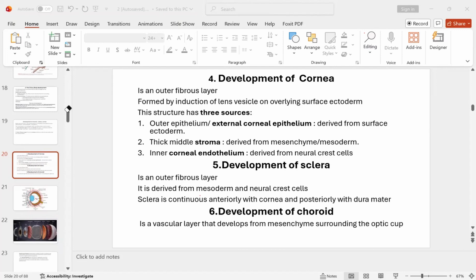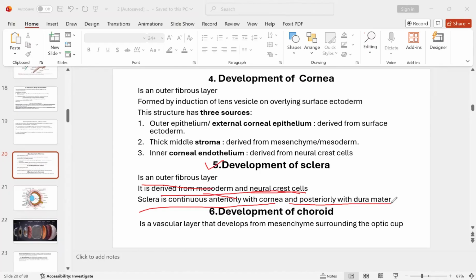So let's now discuss the development of sclera. Sclera is an outer fibrous layer just like the cornea, and the sources of development for sclera are number one, mesoderm, and number two, neural crest cells. So the sclera is derived from mesoderm and neural crest cells. Sclera is continuous anteriorly with the cornea and posteriorly with the dura mater.